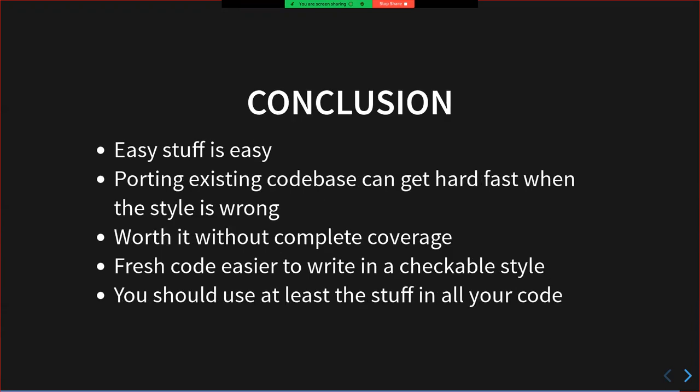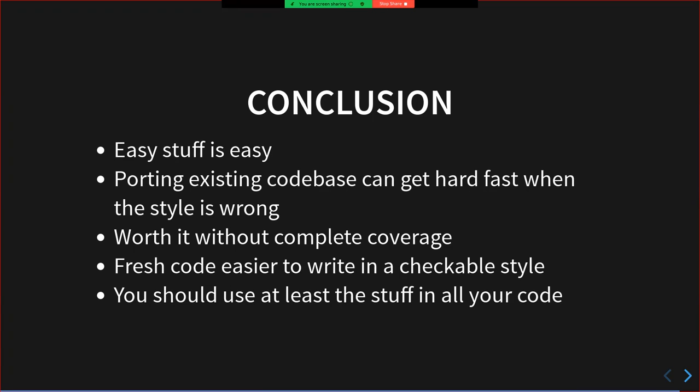So the conclusion: the easy stuff is pretty easy. It just looks like sticking type annotations on. It's paid off immediately for us in flushing out a lot of bugs. You really need to be prepared to use the gradual typing features though, because porting an existing code base that wasn't written to be type checked can get very hard, very fast if it's in a style that is not amenable to type checking. However, it is worth it, even with nowhere near complete coverage, in my opinion.